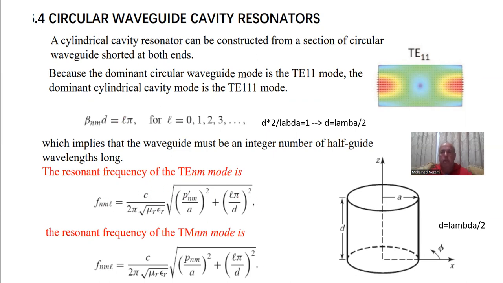You can go back to your EM books and see how these formulas are derived. So we have the l, which corresponds to these numbers, and then we have n and m, which correspond to the TE mode or TM mode numbers, okay? 10 or 111, and so forth. These numbers are tabulated. We get them from there.